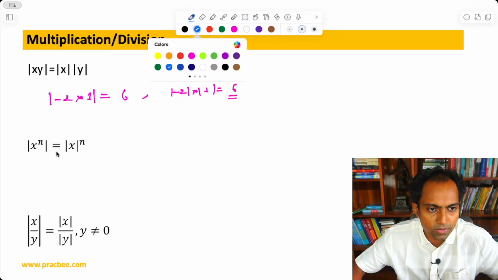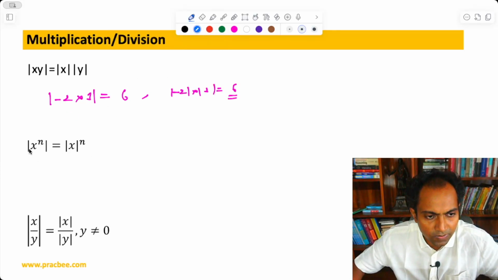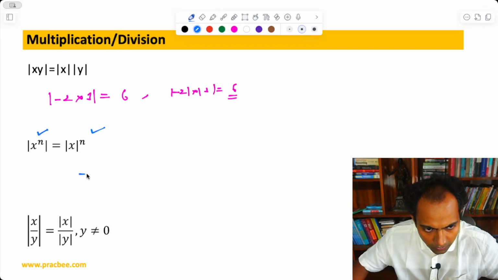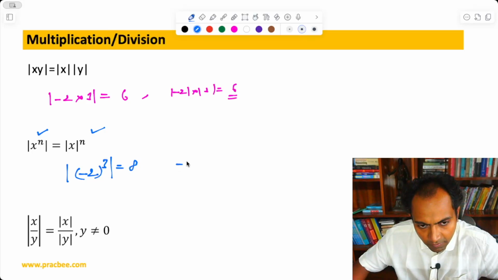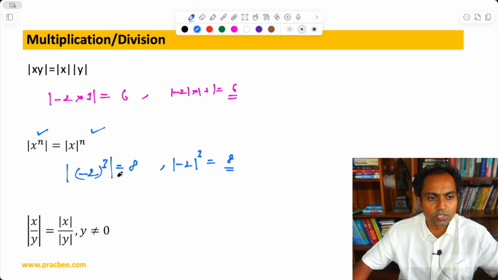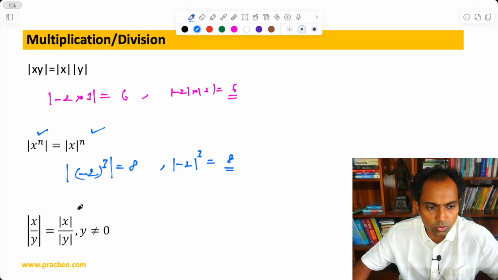In the next one, what we are saying is, if you put modulus inside the mod or outside the mod, it is fine. So if you have minus 2 raised to the power 3 and then put a mod over it, the answer is still going to be 8. And if I have mod of minus 2, then put a mod over it and then take a cube, the answer is still 8. So it does not change. That is the reason we can take both of these as equal.